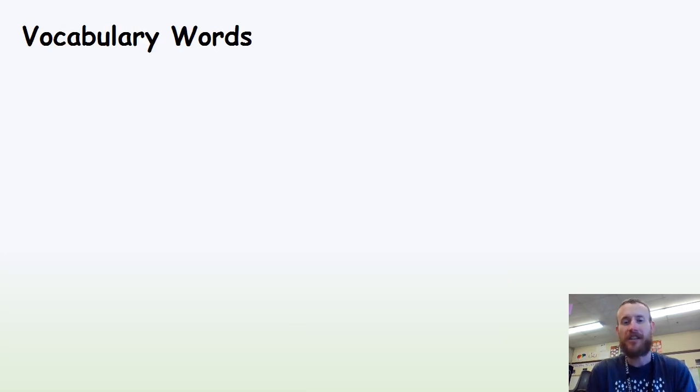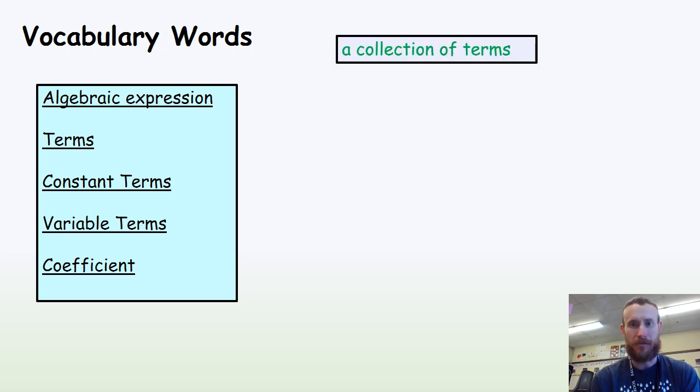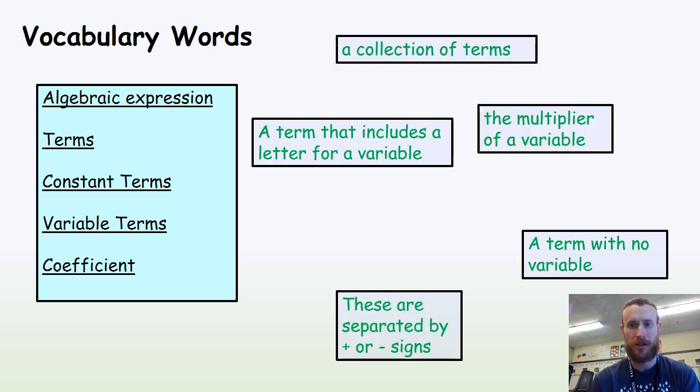Okay, so some vocabulary that we have learned so far. Let's see if you can figure out some of these vocabulary words. Options here. So an algebraic expression, what is that? Is it a collection of terms? Is it the multiplier of a variable? Is it a term that includes a letter for a variable? Is it a term with no variable? Or are these separated by plus or minus signs? Take a second, see if you can match each of these vocabulary words to their definition.